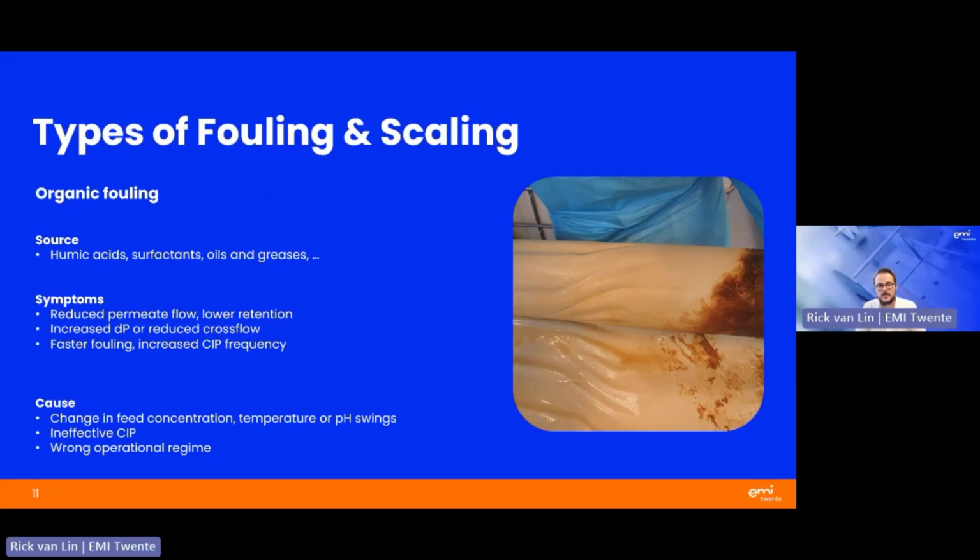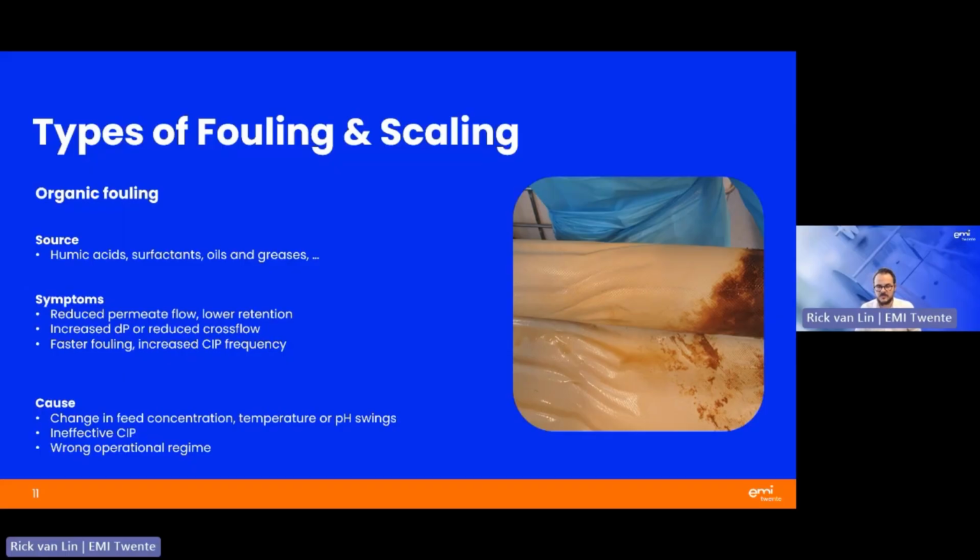Organic fouling, most often humic acids, surfactants, oils, greases. And this also typically shows reduced permeate flow, slow retention, increased pressure drop, reduced cross-flow, faster fouling, increased CIP frequencies. And this is typically caused by more or less sudden precipitation or attachment of organics to the membrane due to a change in the feed.